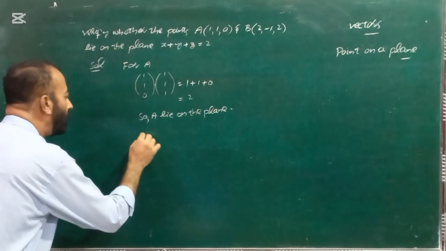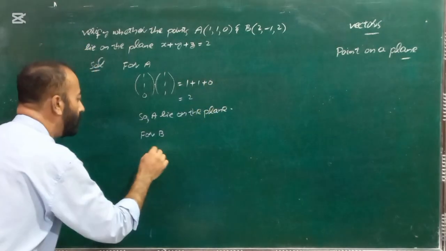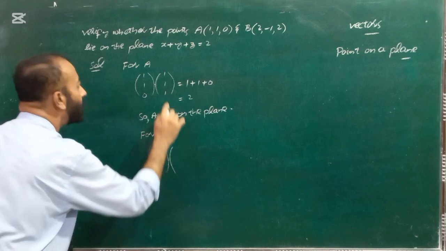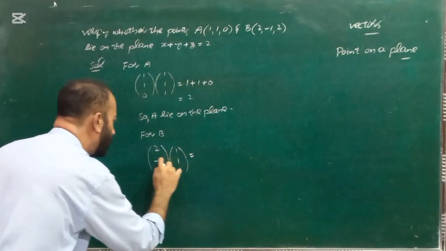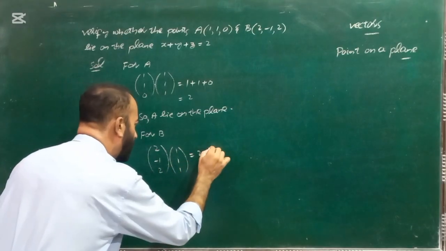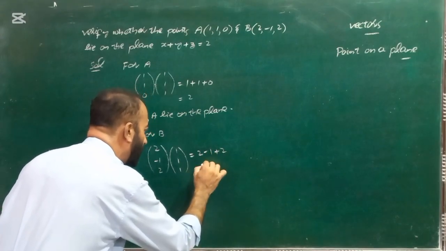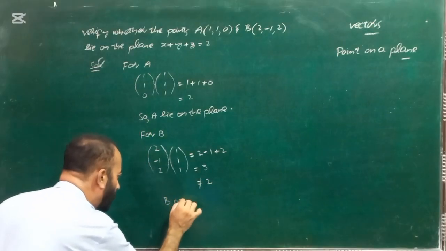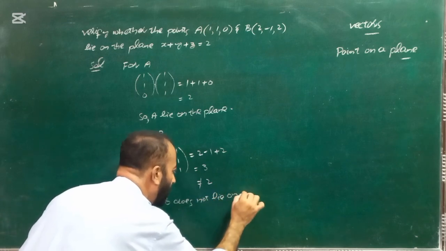Now for B, the same procedure will be repeated. B is 2, minus 1, 2. And the plane is 1, 1, 1. So 2 ones are 2, minus 1 ones are minus 1, and 2 ones are 2. So this is 4 minus 1, that is 3. That is not equal to 2. So B does not lie on the plane.